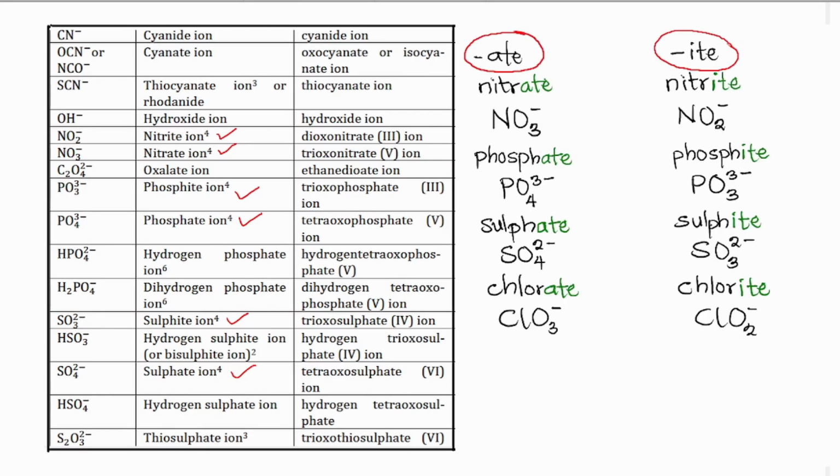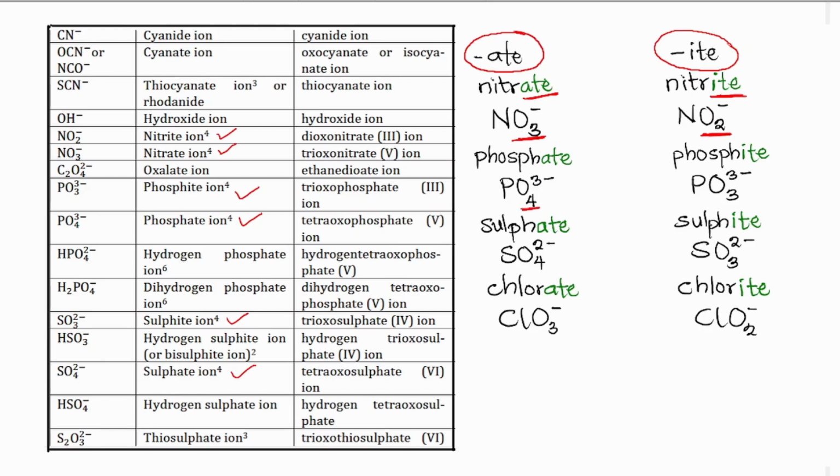So as we can see here, nitrate has 3 oxygen atoms, while nitrite has 2 oxygen atoms. That is, nitrite has 1 oxygen atom less than nitrate. That is why nitrite takes the suffix -ite, while nitrate has -ate as its suffix, because it has more oxygen atoms than nitrite. So the same thing applies to phosphate.